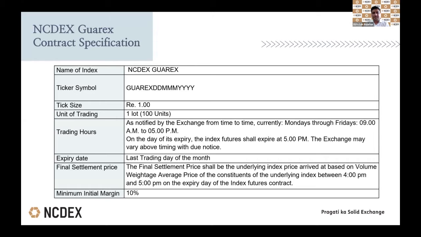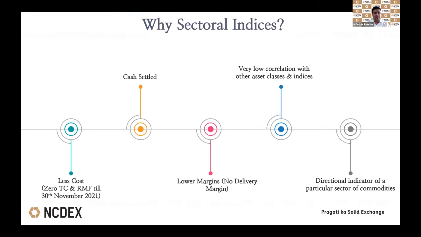Just to give you the contract specification, I will not get into much technical detail. The contracts that we launched yesterday are trading with a tick size of 1 rupee, and it has 100 units. It's 100 rupees value in one tick. These contracts are traded from 9 to 5 on the exchange platform, and they have a very minimum initial margin. So you may ask why sectoral indices are important.